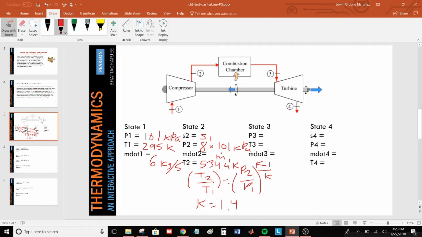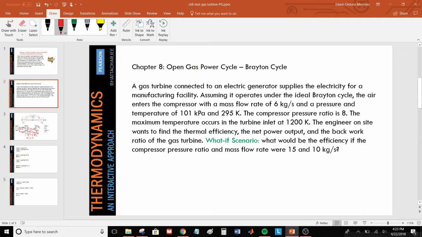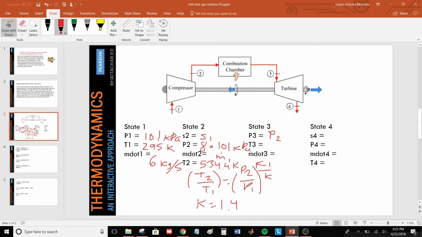State 3, this is after the combustion chamber, which happens after the constant pressure heat addition. Therefore, pressure 3 is the same as pressure 2. And it was given that the temperature in the turbine inlet is 1200 Kelvin. And mass flow rate remains the same as m dot 1. And in state 4, that's after the turbine, after the isentropic expansion. Therefore, entropy remains the same as state 3.